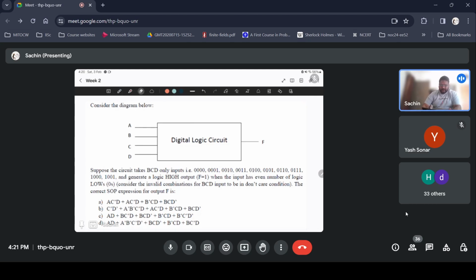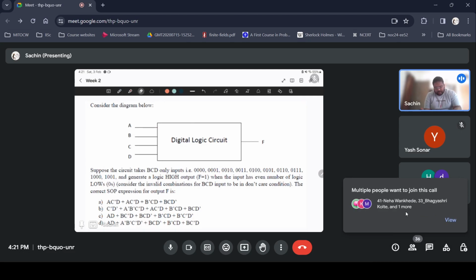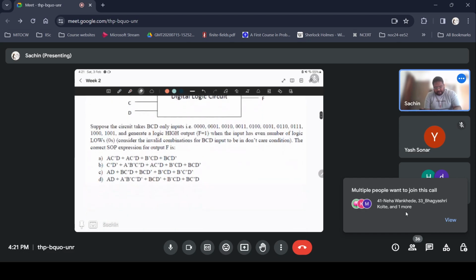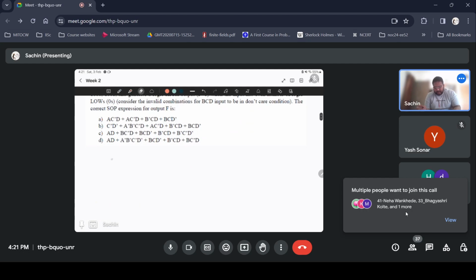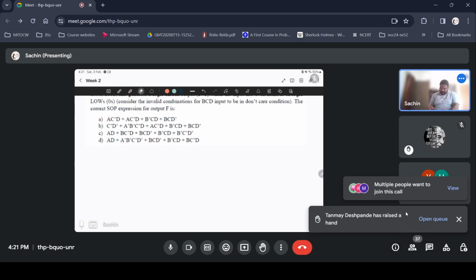We have a logic circuit with 4 inputs and 1 output, and the inputs are only BCD inputs, that is, they go only from 0 to 9. 10 to 15 are ignored. They are taken as don't care conditions. And this circuit generates a logic high when the input has an even number of logic lows. That is, when there are an even number of zeros in the input, the output will be a 1. The correct SOP expression for output F is. So first let us write the truth table for this function.